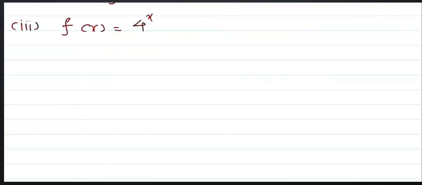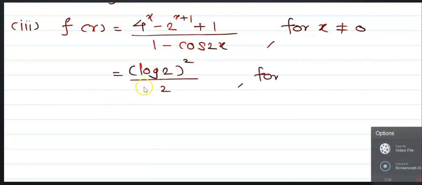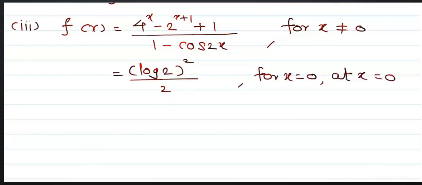Now third, f of x is equal to (4 raised to x minus 2 raised to x plus 1) upon (1 minus cos of 2x) for x not equal to 0, and equal to (log of 2) bracket square upon 2 for x is equal to 0. Now this type of problems are very nice problems.